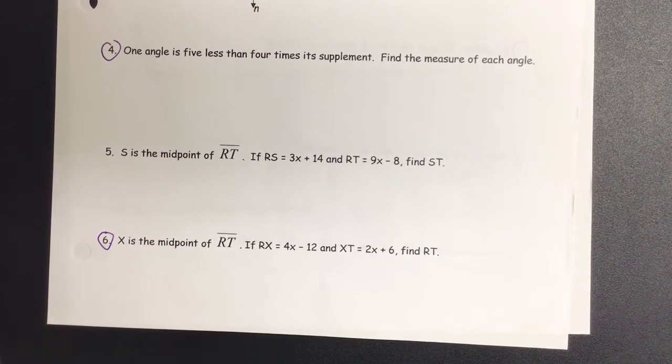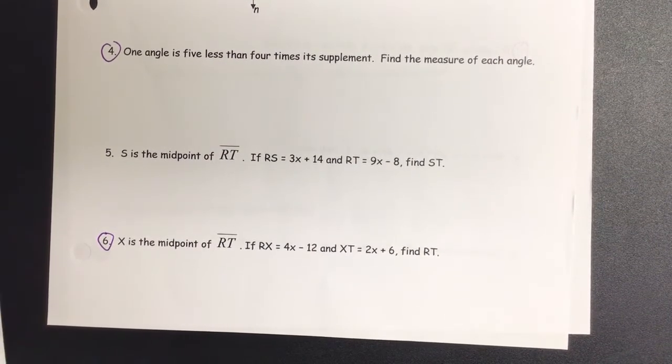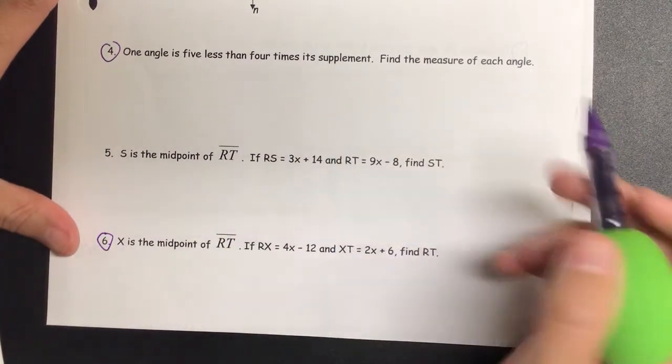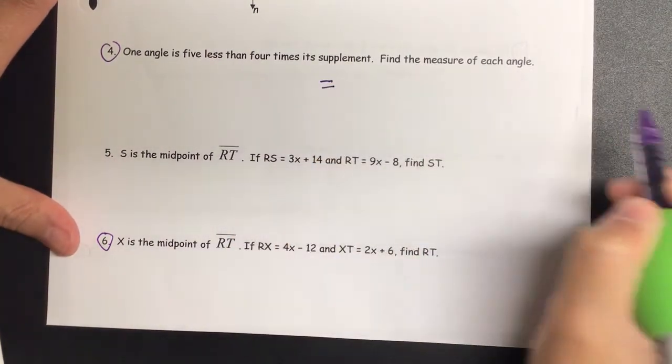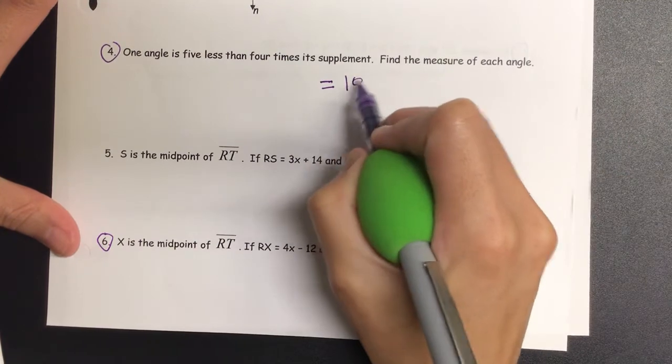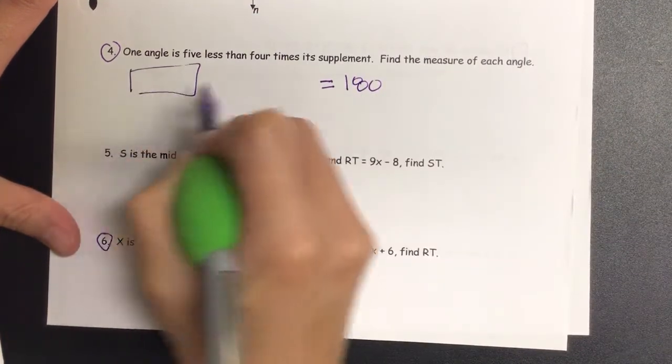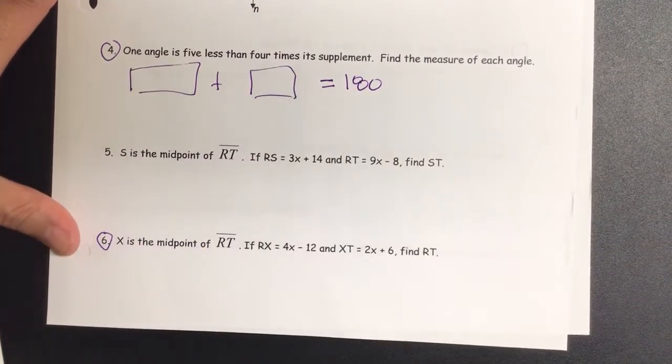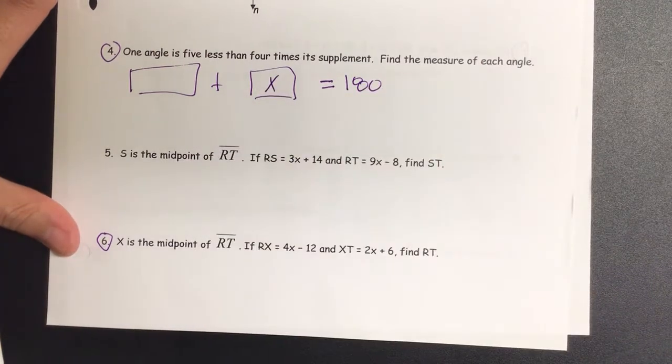One angle is 5 less than 4 times the supplement. Find the measure of each angle. Okay, so we have supplement. That means supplement means it is equal to how many? 180. So that means something plus another something. And the other something can start with the x.